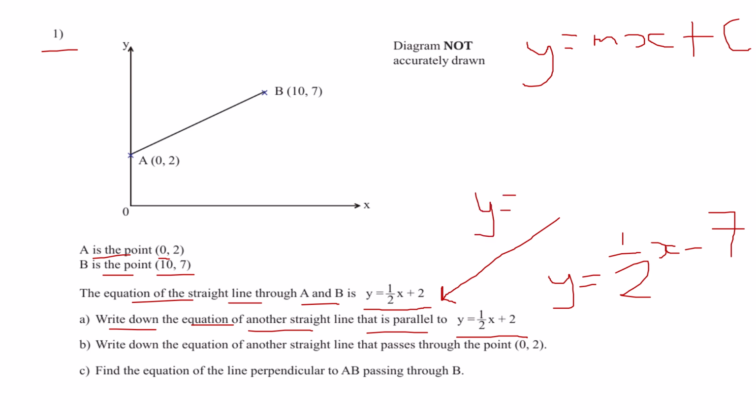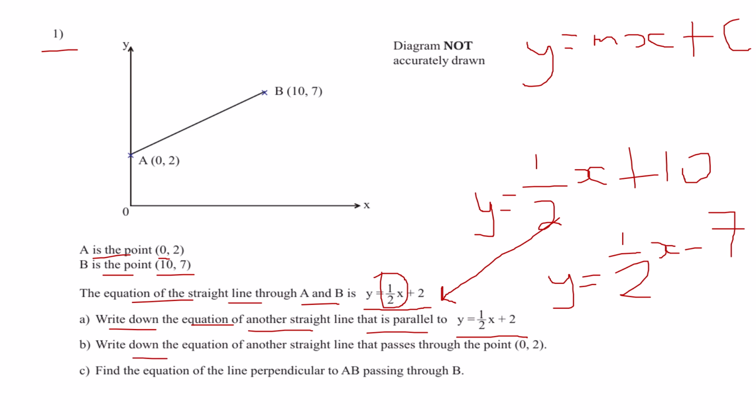It can even be y = 1/2 x. So y = 1/2 x, that also works. y = 1/2 x + 10, minus 18, plus a billion, whatever it is. That's the answer to part A. The key is to have the same coefficient of x in the form y = mx + c.